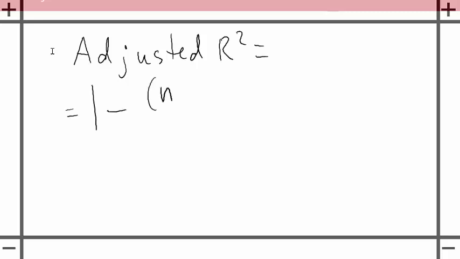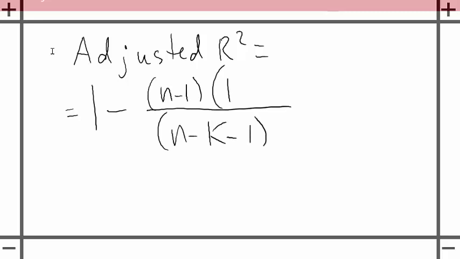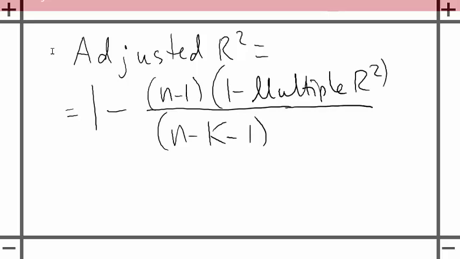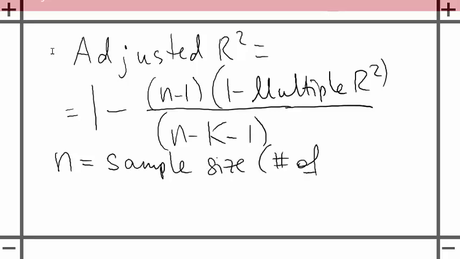And here is the formula, if I remember it correctly: 1 minus (n minus 1) divided by (n minus k minus 1) times (1 minus your regular R squared). Here's what happens, ladies and gentlemen. Oh, and here, n is the number of records in your data set, so sample size. Number of records in your data set. And k is the number of predictors.